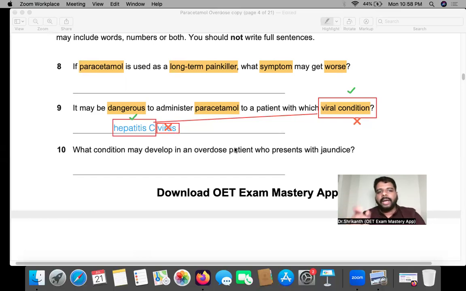So if a student is able to write hepatitis C only, they'll be getting full marks. On the other hand, if a student is writing hepatitis C virus, then they will be getting less marks. They'll be getting some marks, but not full marks. Now see, if a student is in panic mode, if a student is in anxiety mode, not thinking clearly, do you think they will be able to write only hepatitis C? No. That's why there are a lot of traps in OET. There are a lot of tricks, trickery. The OET is a very trickster, and you have to navigate through them very, very cleverly.